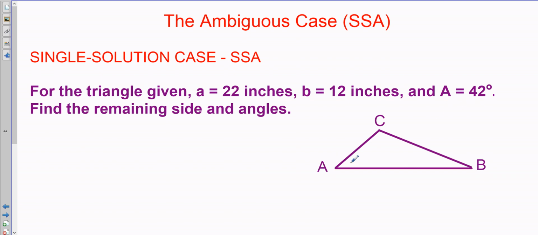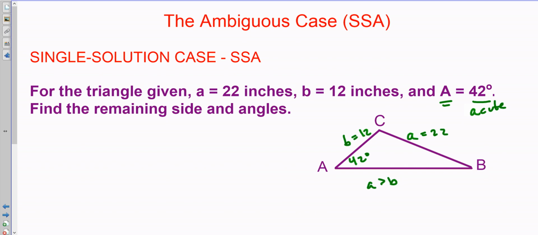Because as you go through here, you realize that we're given an angle. This angle is acute, and we are going to put 42 right here. We also know that this is B, and this opposite side is A. A is 22, and B equals 12. Now, right here, we realize that A is greater than B.